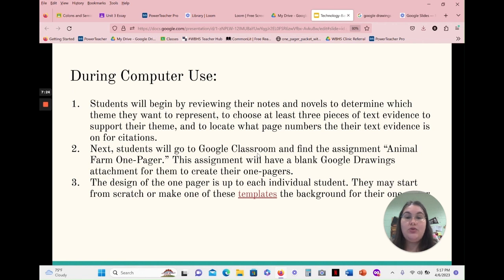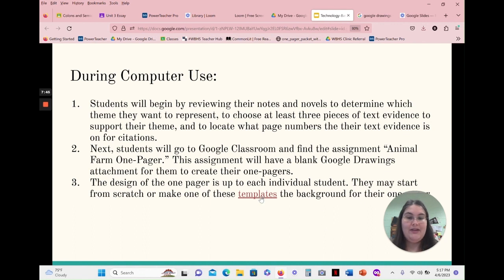Next, they would go to Google Classroom and find the assignment Animal Farm one-pager. That assignment would have a blank Google Docs drawings assignment attached to it for them to create their one-pagers, and the design from there is up to them. It's a very open-ended assignment as long as they are getting the information.